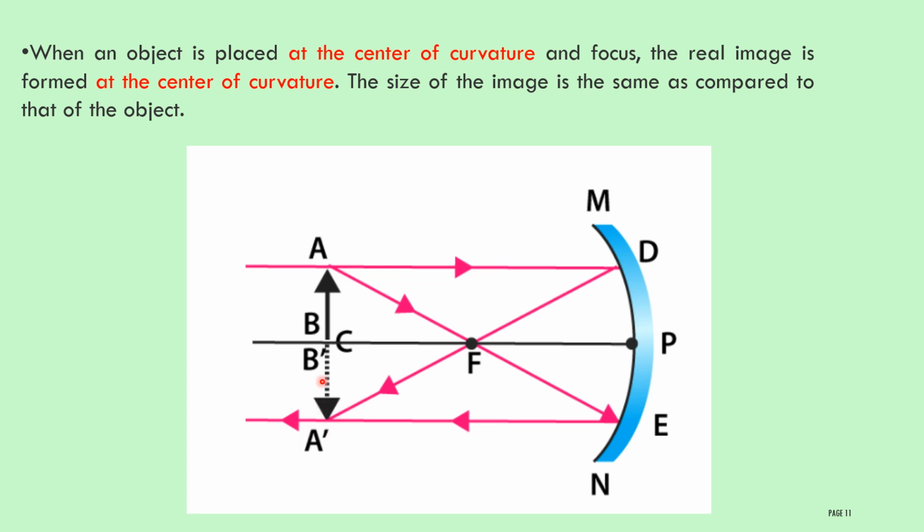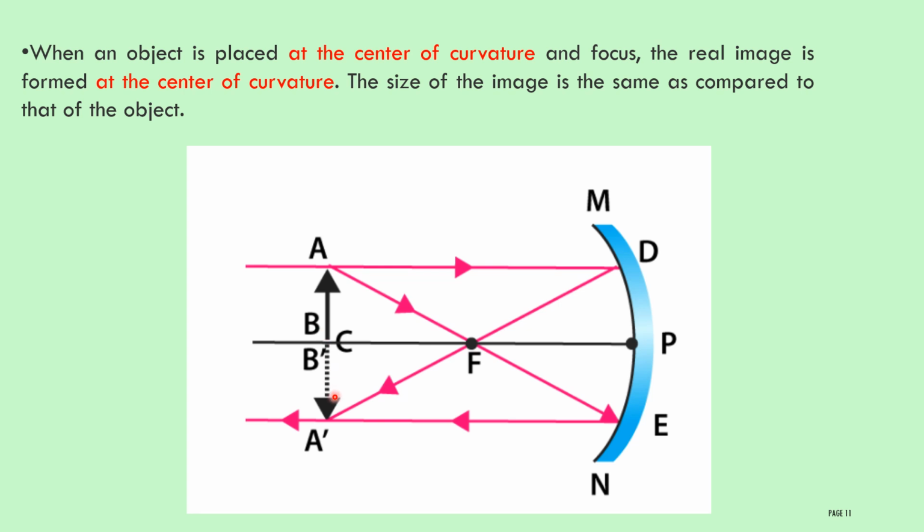Both the rays will meet at A dash. After extending this, you will get A dash, B dash, which is the position of the image. The image you get on the screen is real. The size of the image is the same as the size of the object. The image forms exactly at the center of curvature. That is very important. That point also you have to remember.